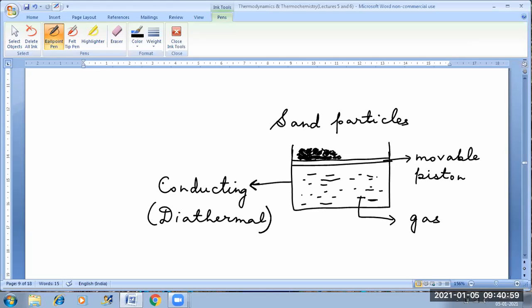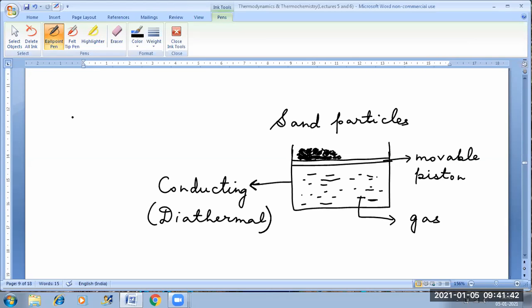Now, because the surrounding is extremely large, it is considered to be infinitely large, or much larger as compared to the system. This means that any minute change, let's say I'm taking some heat from the atmosphere, will not create any significant impact on the atmosphere, because the atmosphere is much larger than the system.